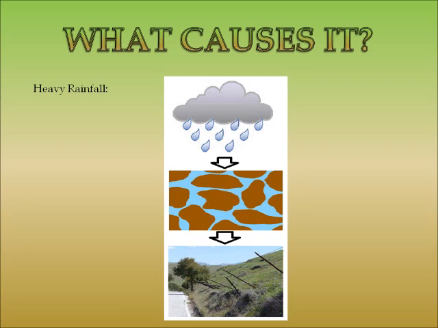Heavy rainfall. During heavy rainfall, the now saturated soil increases in volume and weight, which causes the soil to move down the slope under the influence of gravity.